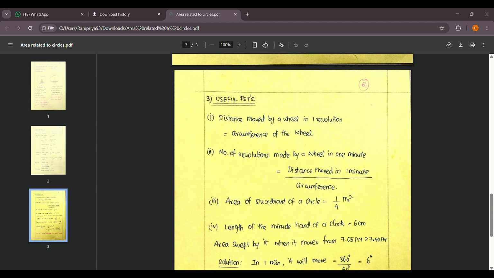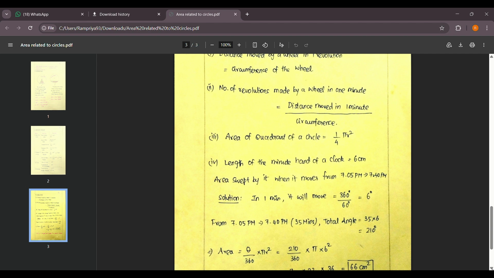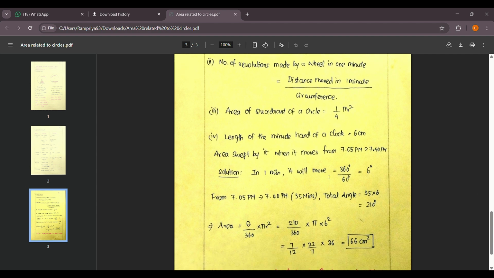Length of a minute hand of a clock, very important. I have selected one question and solved it. The length of a minute hand of a clock is given as 6 centimeters. Now they are asking you to find the area swept by it when it moves from 7:05 to 7:40 p.m. See, from 7:05 to 7:40, the time difference is 35 minutes. So in 1 minute it will move 360 divided by 60, because 360 degrees is the complete angle. That is 6 degrees. In 1 minute it will move 6 degrees.